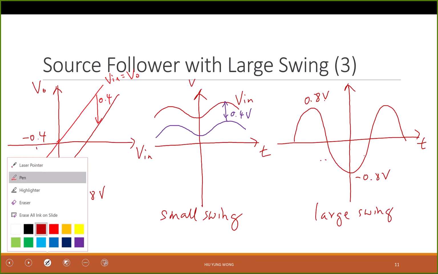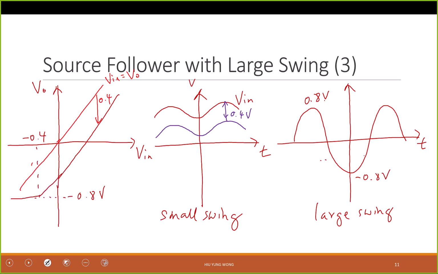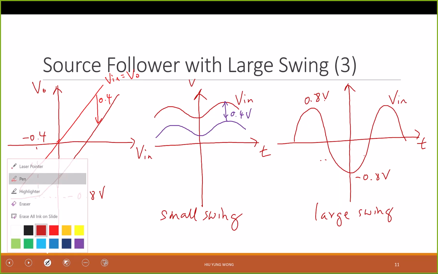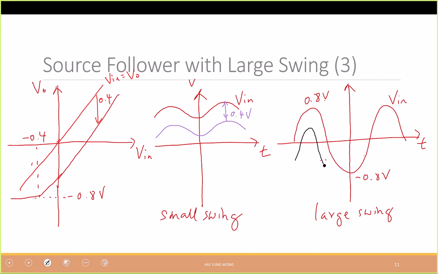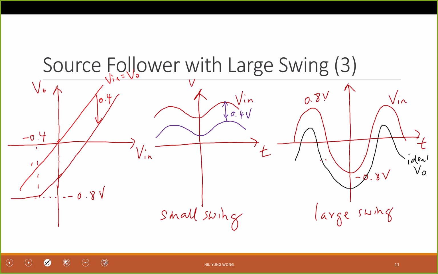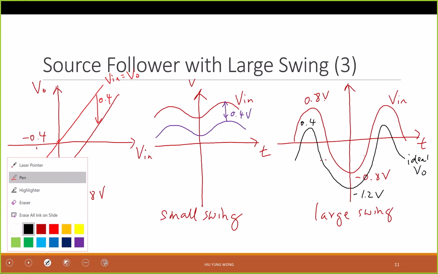Okay, so if nothing happened, if I have an ideal source follower, how would you expect this to happen? This is V in, right? What would be the V out? The peak would be 0.4, and the bottom would be negative 1.2. So you just shift everything by 0.4, right? If nothing happened, it will be something like this. So this is the ideal V out. This one will be 0.4, and this one will be negative 1.2 volt. Is this okay? But in reality, let's trace it.